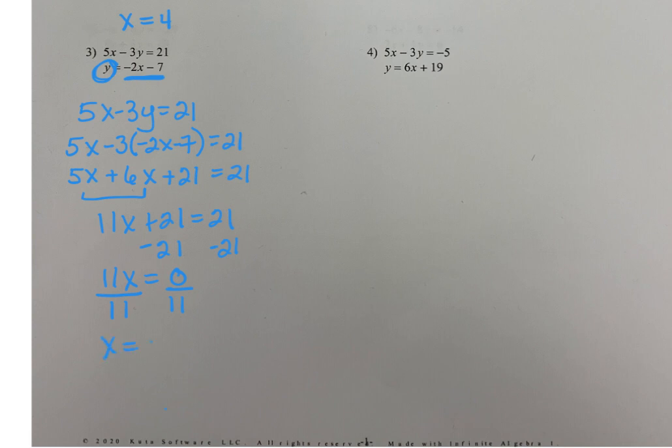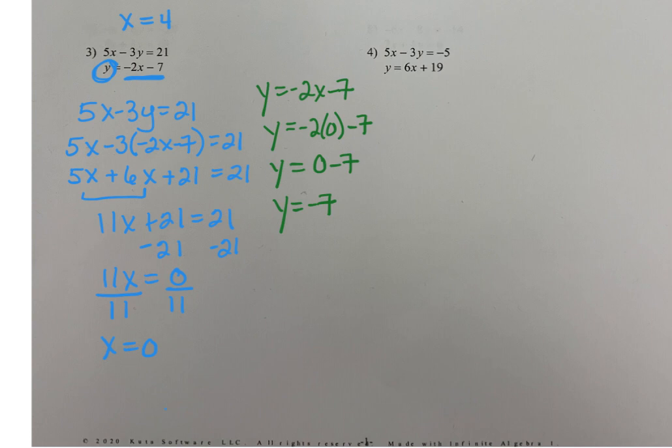I'm left with x equals 0. Okay, so now I need to get my y value. I go back to the equation that I had. That's y equals negative 2x minus 7. Okay, I'm going to replace the x value with what I've solved for, 0, minus 7. So y equals negative 2 times 0 is 0, minus 7. I'm left with y equals negative 7.